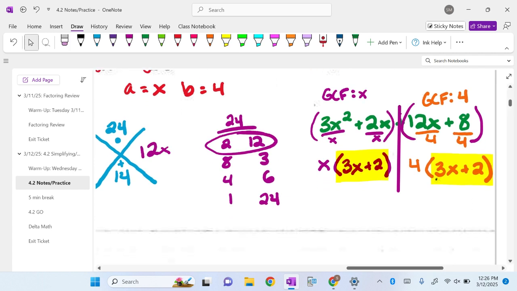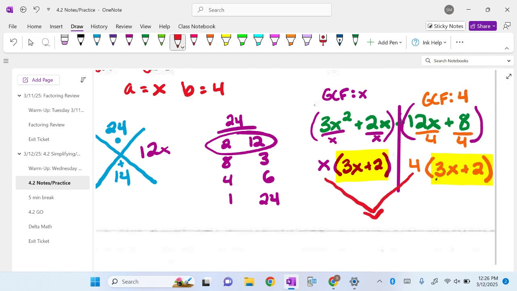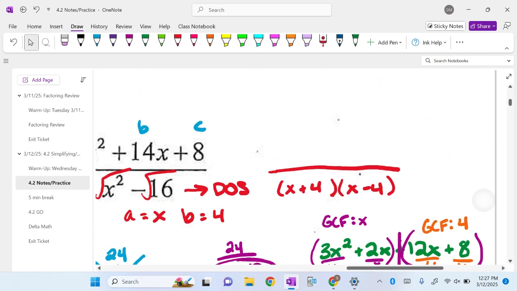Now, since they're the same, that means we're going to bring our two GCFs down to one factor. So what would that factor be if I bring the two GCFs down together? x plus 4. And then I bring down one of my common bubbles, which is 3x plus 2. So that would be what the numerator is factored to. So I have x plus 4 times 3x plus 2.